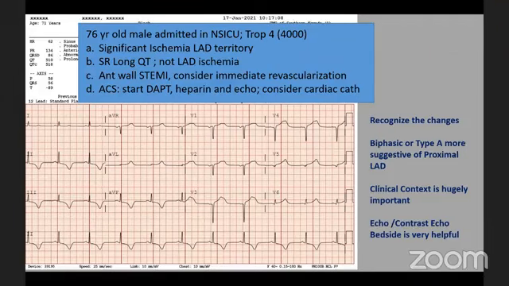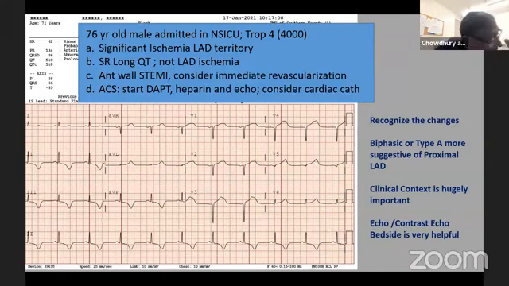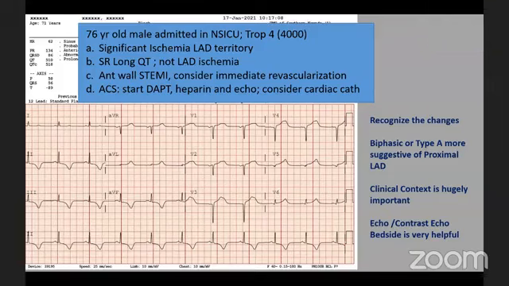It's a cerebral T inversion. Cerebral T inversion. Very good. So this is not STEMI.